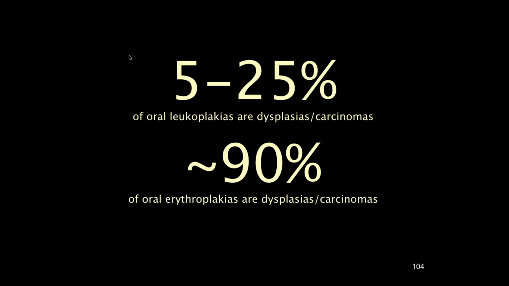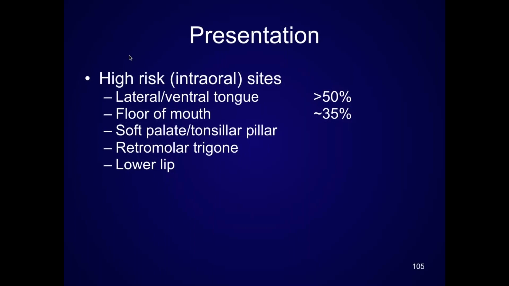The red lesions, almost 90% of them can be dysplasias or cancers. That's why you have to watch those things. You have to know where to look.